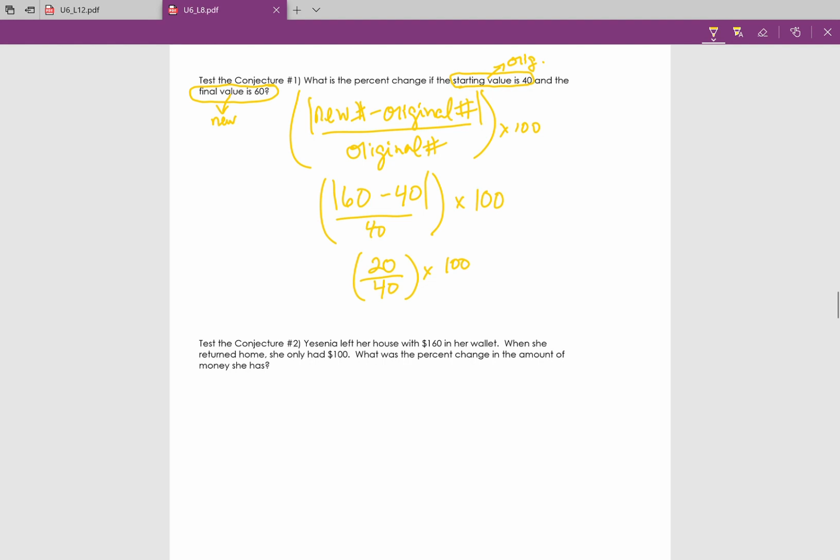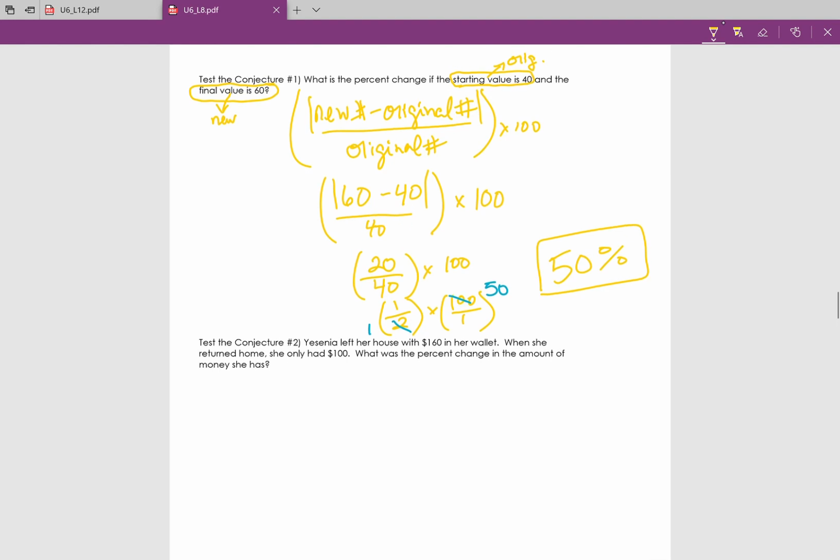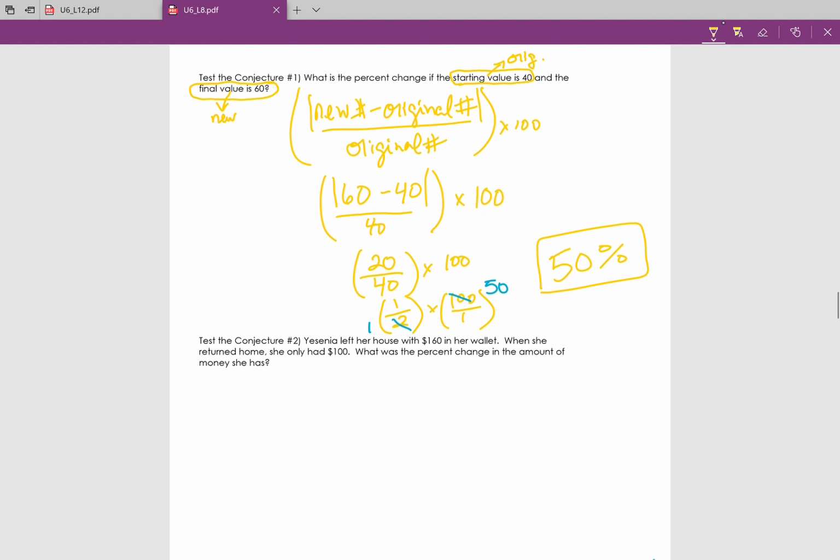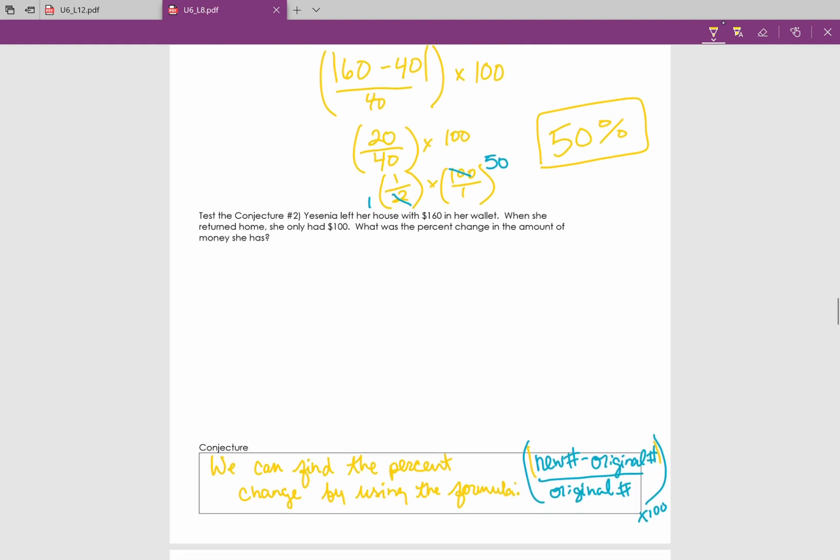And I know that 20 out of 40 is 1/2, so I'm just going to write 1/2 to make my life easier, times 100 over 1. Let's cross simplify using the blue. 2 divided by 2 is 1. 100 divided by 2 is 50. And if we multiply across, we will get 50% change. Does our conjecture hold true? Can we use the formula to solve this? Of course we can. So let's try out test the conjecture number 2.